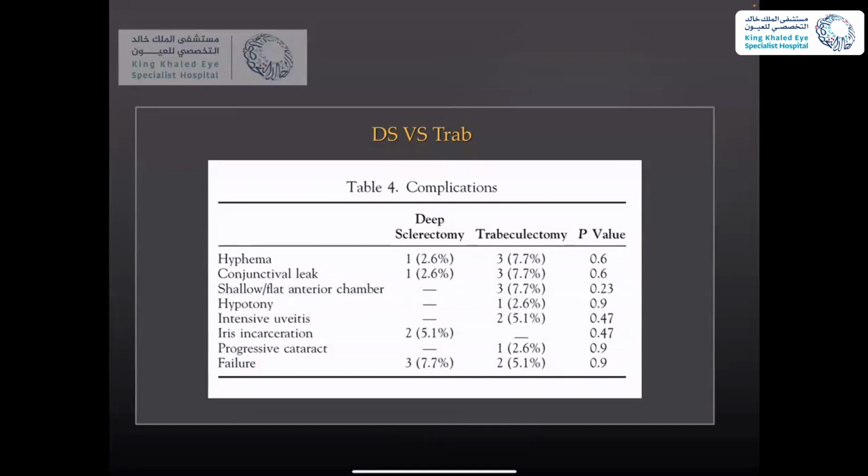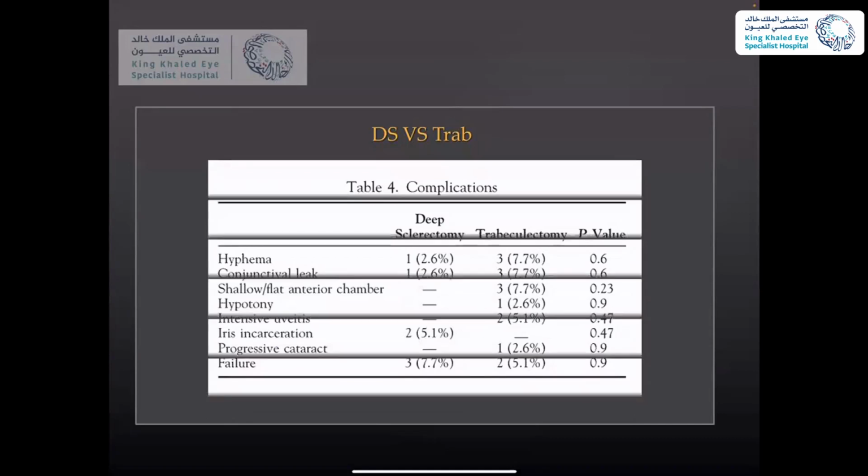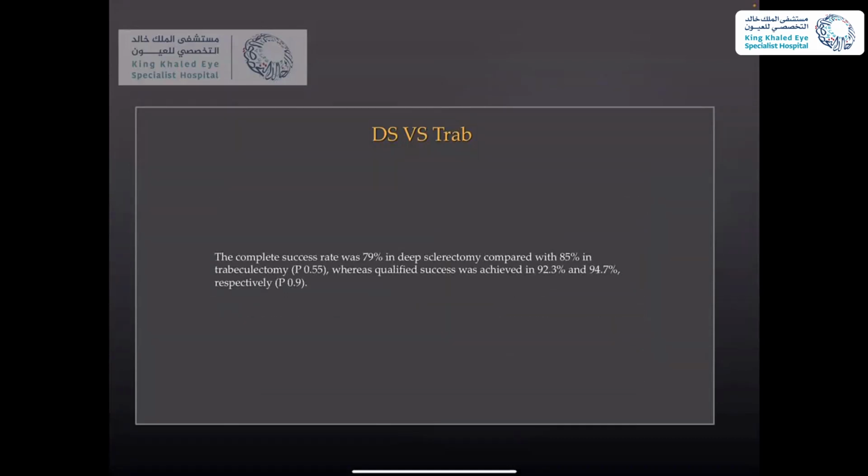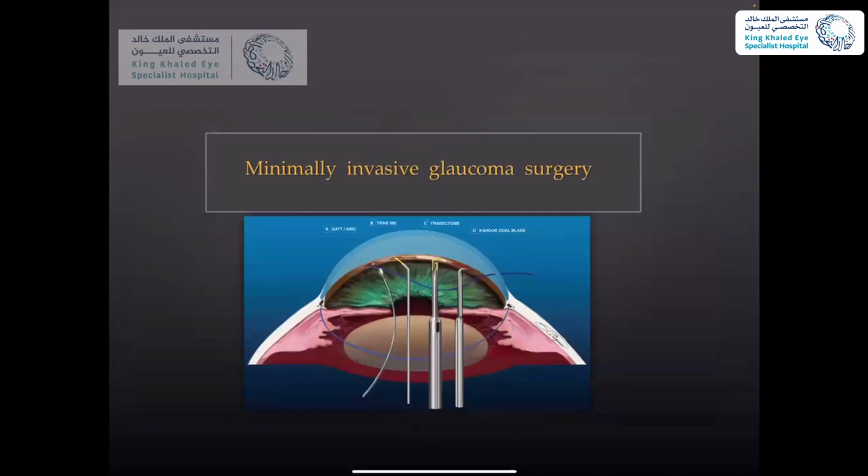Regarding complications, this is the area why we choose DS and why we prefer to do DS for the patient rather than trab, because it has a lower risk of complication. So it is proven that the patient with DS has a lower complication rate than a trabeculectomy patient. And they found that the complete success rate is around 79 in deep sclerectomy patients and 85 for trabeculectomy patients, with a qualified success of 92 and 94 for DS and trabeculectomy, which is almost similar between the two groups.